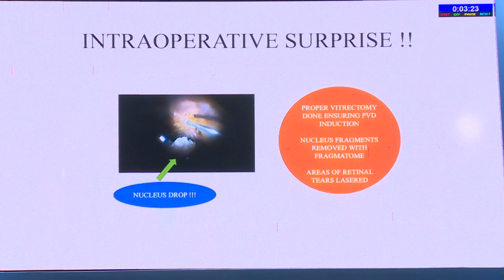An intraoperative surprise. When we were trying to remove all the inflamed vitreous, we saw a piece of a nucleus entangled in that vitreous. So after that, we had to do a very proper vitrectomy and ensure that we did a PVD induction so that we would be able to remove the nucleus fragments properly. And the nucleus fragments were then removed with the help of a fragmatome, and we checked all peripheral areas of the retina to see whether there were any breaks, and areas of retinal tears were properly lasered.